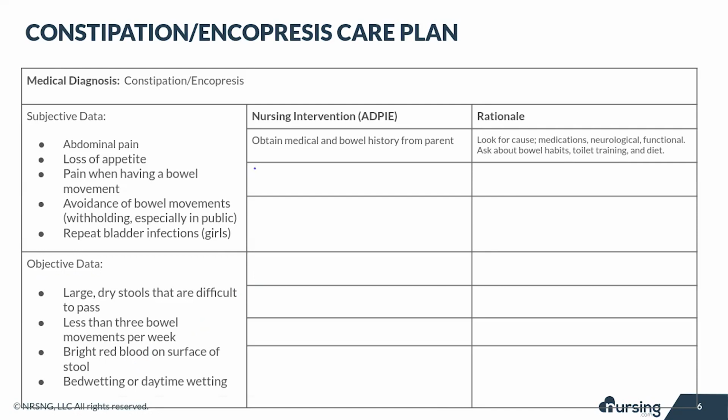Now let's take a look at our interventions and rationales. So the very first thing that you want to do is just really talk to the parents. You need to talk to them and obtain a medical and bowel history to sort of find out what a potential cause might be. We need to know why these children are experiencing this. So some common causes to be on the lookout for are medications. Some common ones that you may see are iron. Iron is going to potentially cause constipation, and then some of our anti-seizure medications as well.